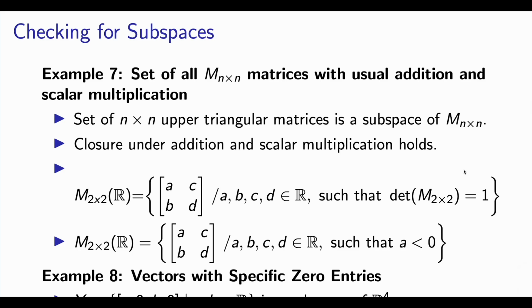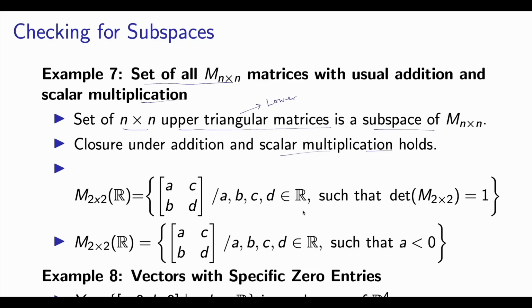Okay, so now if you take checking for subspace, the set of all m by n matrices with usual addition and scalar multiplication. So here n by n upper triangular matrices form a subspace of M2x2. You can always see triangular matrices form a subspace because it is first of all a subset, and these two properties hold very clearly. Similarly, lower triangular also is true, right? So this is also a subspace.